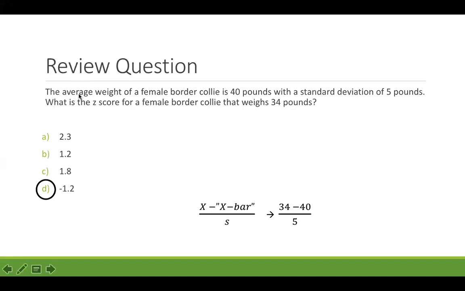40 is the average weight. See the keyword average weight there? So that's what we're going to use as the X bar. And then for standard deviation S, we're given a standard deviation of 5 pounds. So when you plug that into the formula, you finally get an answer of negative 1.2. Awesome.